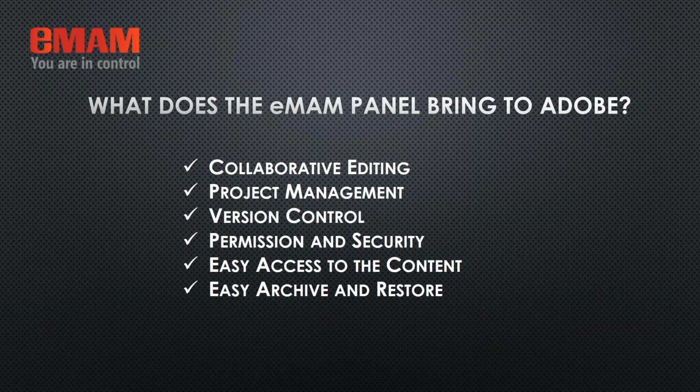The panel manages different types of projects, allows you to group them together as a collection, and you can easily search and find the desired project from the panel itself. With powerful version control, users can keep track of the changes and easily start working on a desired version. Projects can be viewed only by the assigned users and also have the option to lock and check out the project for secure editing. You can find the desired content from multiple locations like cloud or on-premise, all with a simple search. Also, the panel allows you to archive and restore content from the eMAM panel itself.